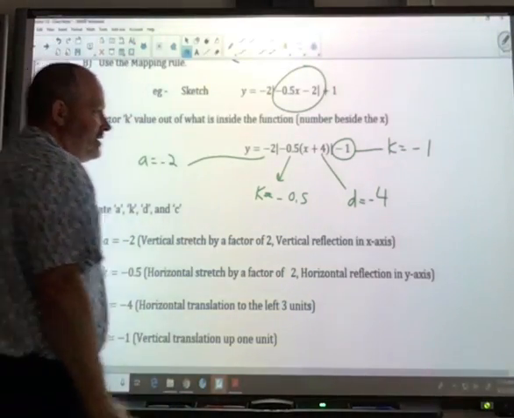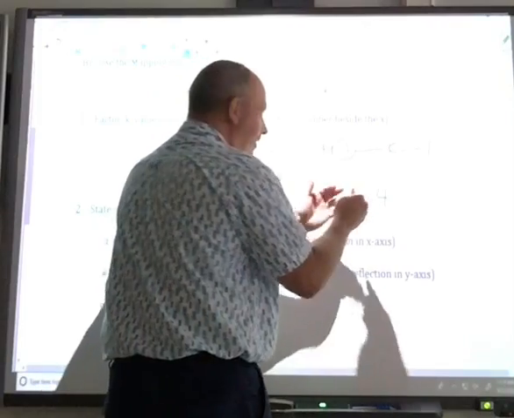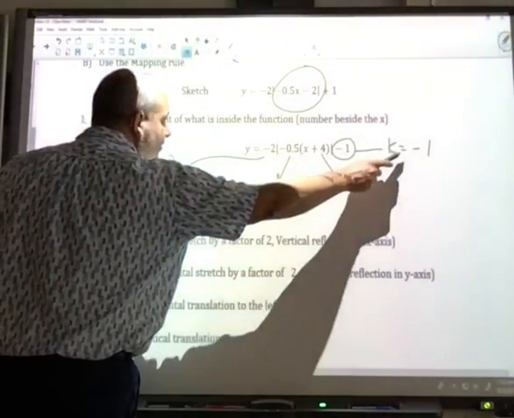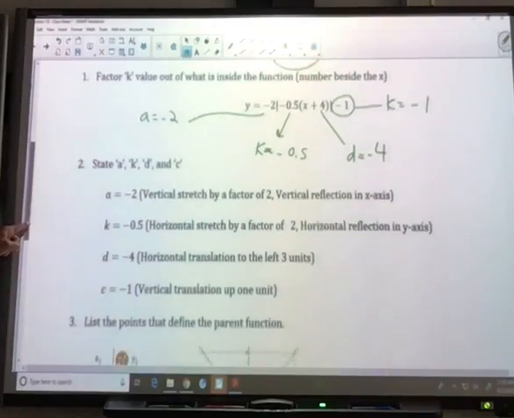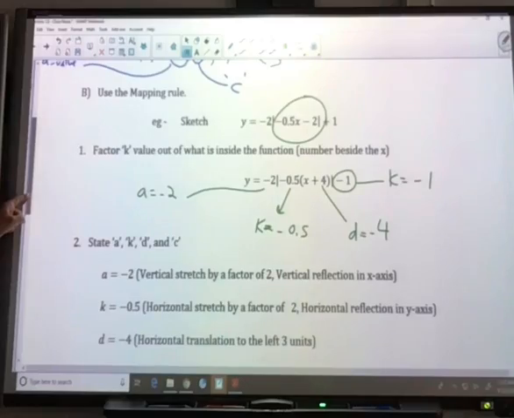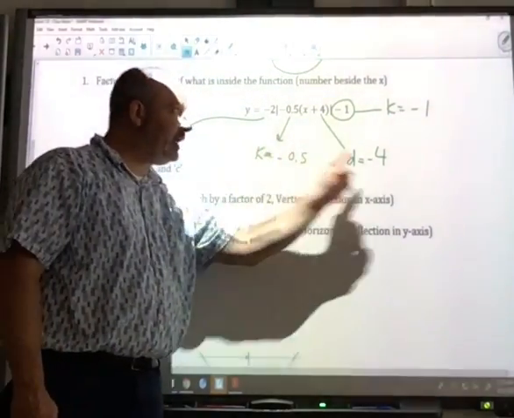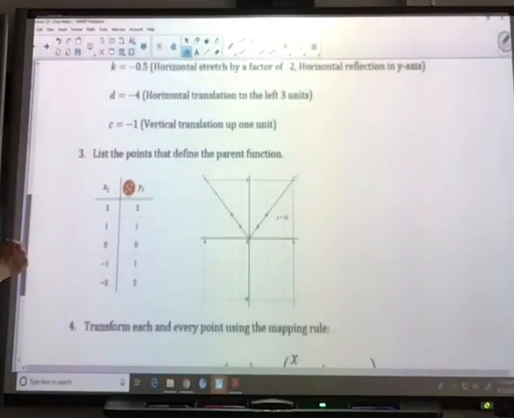Okay? A d equal to negative 4, that's just going to take every point on my function and move it to the left 4. Okay, and a c value of negative 1, that's just going to move every point down 1. Okay, and we do need to use the words to describe these transformations. That is an expectation. Okay, so how do we do this mapping rule? It's actually quite easy to do as long as you're good with your arithmetic, negatives and positives and whatnot.